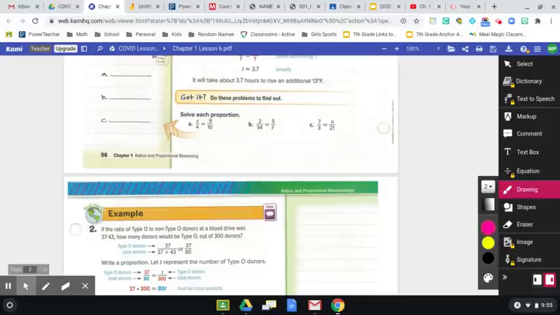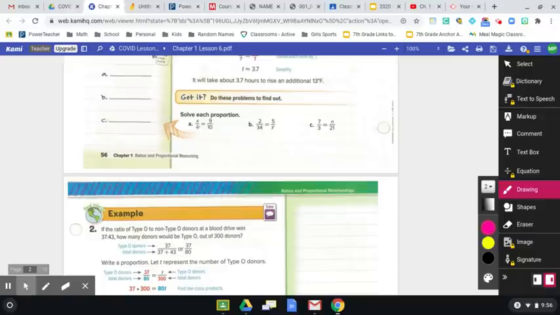We're on page 56 in your book, and we're going to start to look at the Got It's on the bottom of that page, the A, B, and C there. So I mentioned that sometimes in proportions when you're solving for a missing value, it's not always necessarily going to be easy to see right away what that missing value is going to be, like we had just practiced.